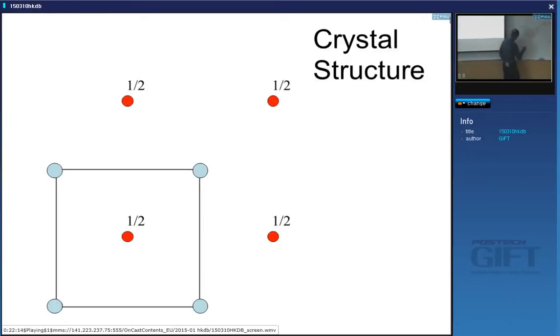So the way we describe it is that the crystal structure is equal to the lattice plus motif, where the lattice in this case is cubic P, and the motif is a blue atom at 0, 0, 0, and a red atom at a half. So that motif is placed at every single lattice point to generate the crystal structure.